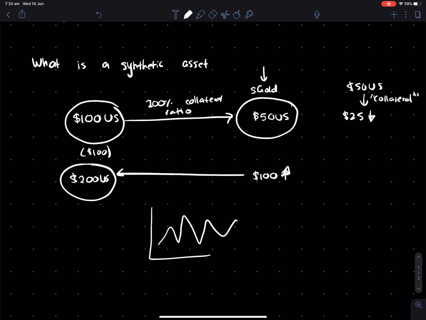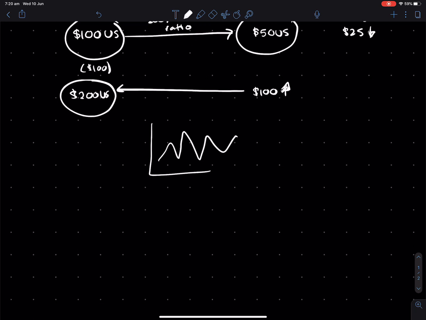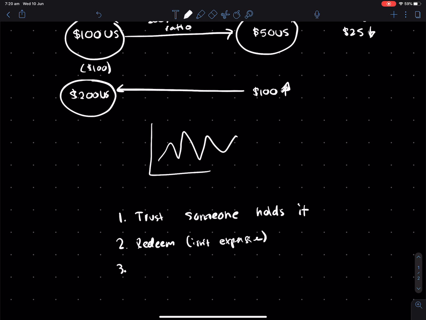And the reason why this is really useful in a blockchain context is that, for example, in the case of gold, putting gold on the blockchain means that you need to, one, trust someone holds it, then you need to make sure you can redeem it and it isn't expensive. And three, you need to make sure that there's enough buyers and sellers. This last problem isn't really eliminated with a synthetic asset, but at least it solves the first two problems.